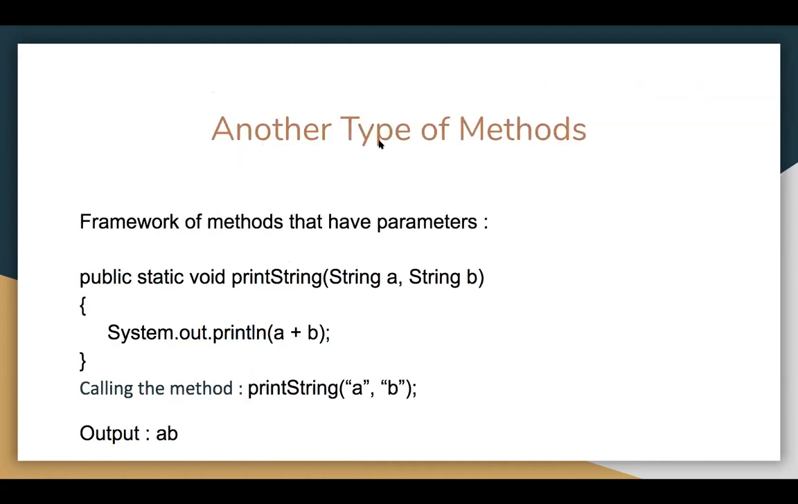So another type of method. Okay, so framework for methods with parameters. And this is an example of it. You can see here it's basically the same as before, except inside the parentheses I now have two variable-like things. These are what we call parameters. I'll explain them later.